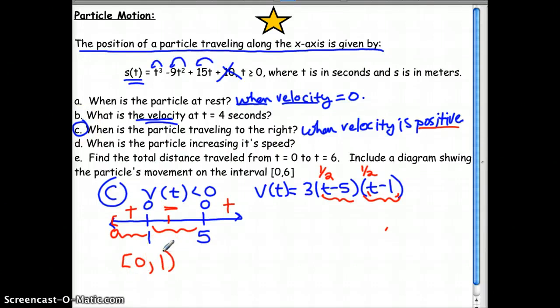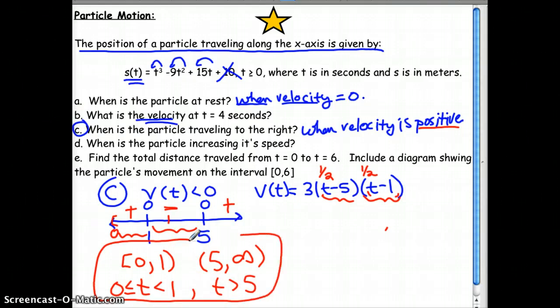and I leave that open because it's 0 at 1. And sometimes they might write it as t greater than or equal to 0, less than 1. You just have to be familiar with both notations. And it's also positive on 5 to infinity. So you might see that looking like t greater than 5. Either one is fine, just be able to work with both if it were a multiple choice question. So that was part C.